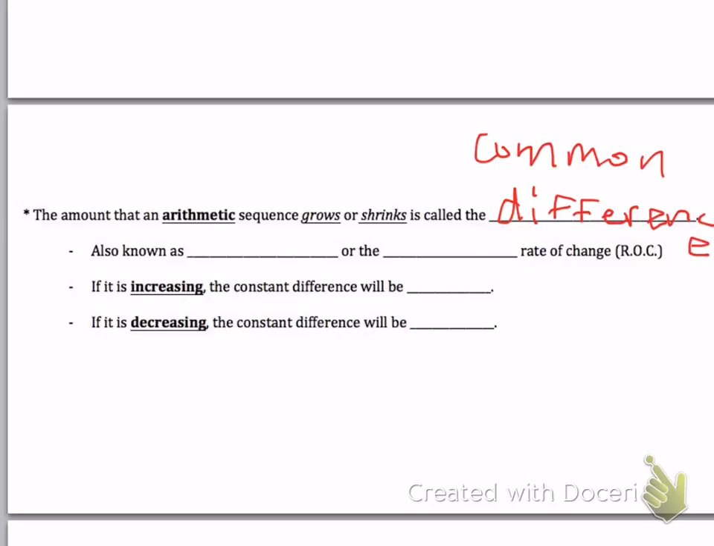Okay, also known as slope, which you guys should be familiar with at this point, or the constant rate of change. That's going to be really important later. So if it is increasing, the constant difference will be positive because it is adding. And if it is decreasing, the constant difference will be negative because it is subtracting.